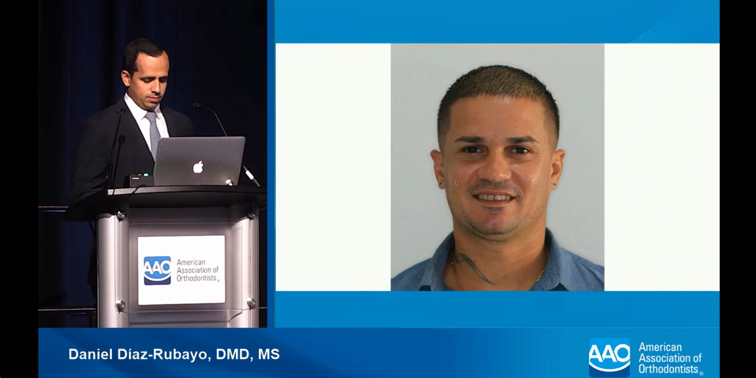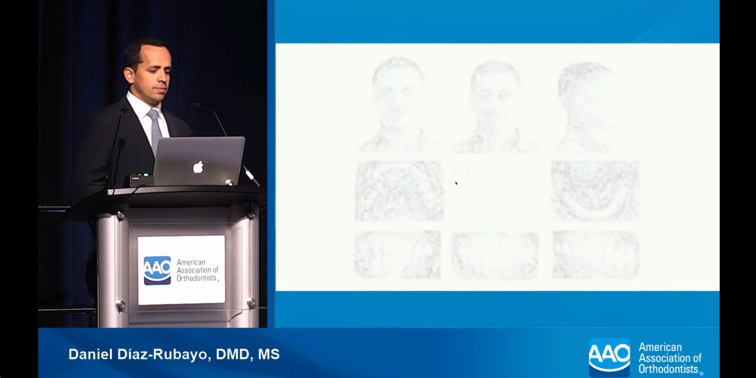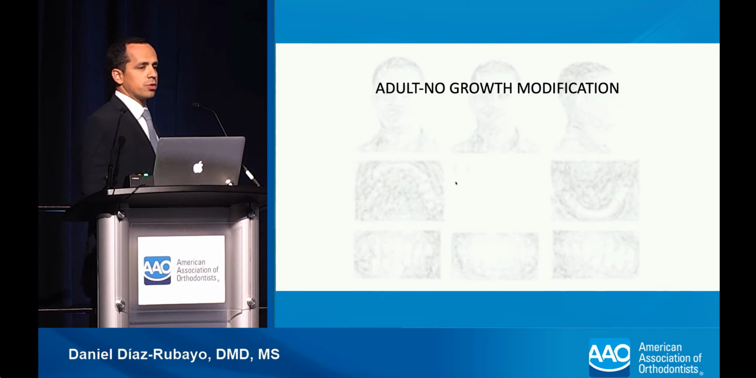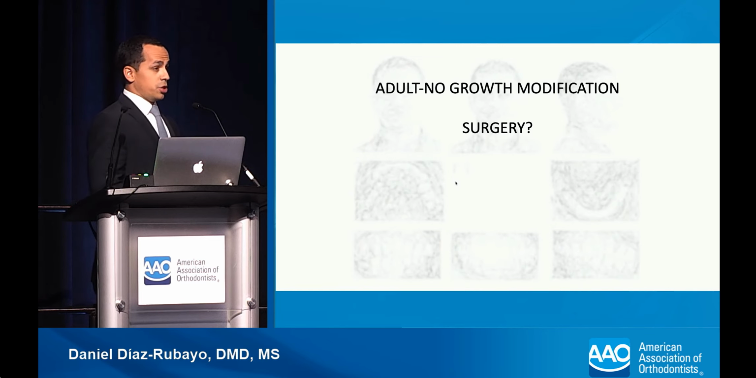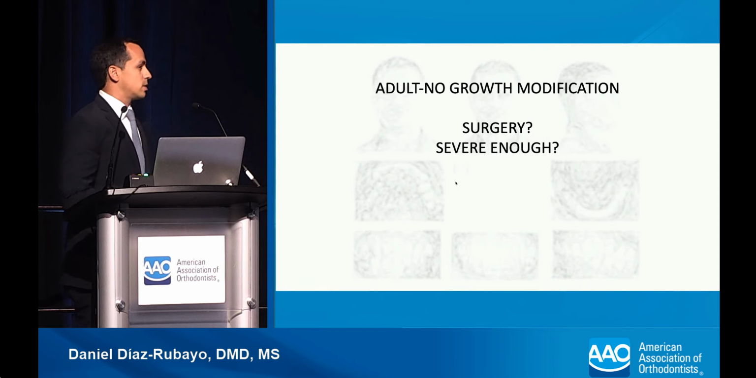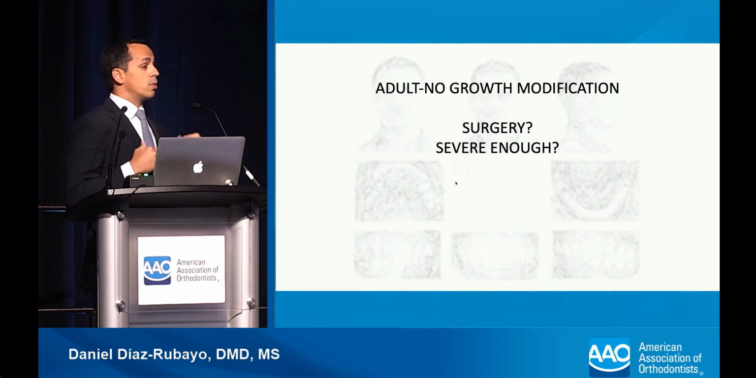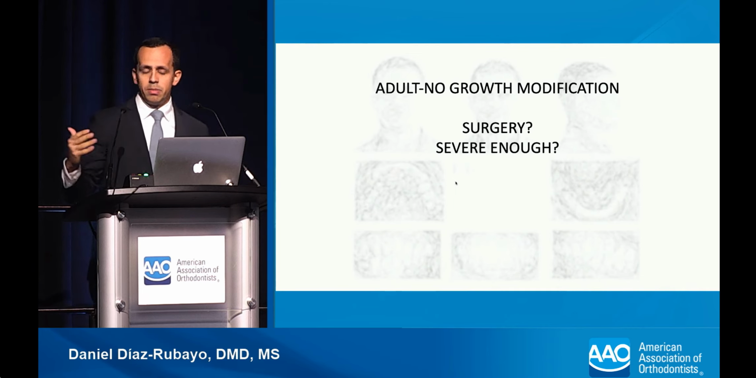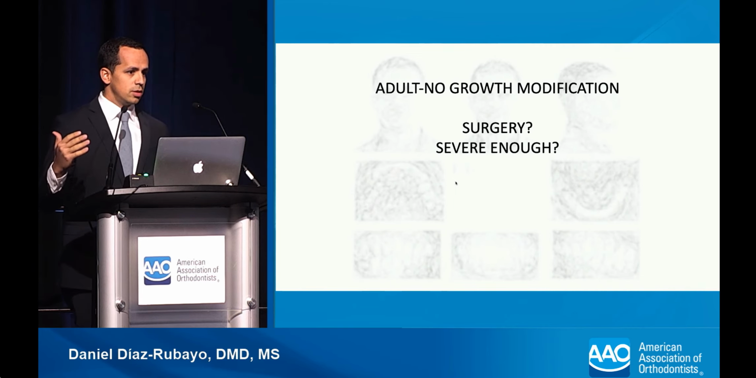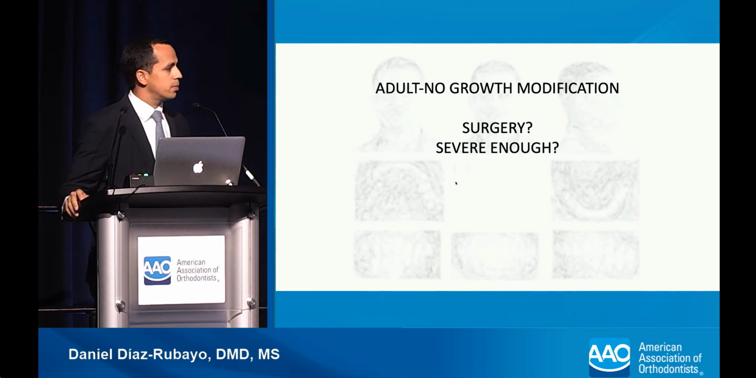Okay, so now back to our friend Louis. You remember Louis, right? Okay, so he's obviously not a candidate for growth modification. He's an adult. Surgery, well, the skeletal discrepancy is not really severe enough to warrant a surgery. And even if it was, I did mention he owned his business, right? His own kitchen appliances repair company.